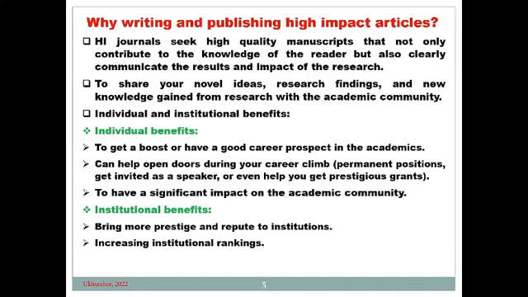As an individual, Kingsley, you publish in high impact factor. What are the benefits to me? Dr. Ozunagu, you publish in high impact factor journal. What are the benefits to you? There are two ways this will benefit us. It will benefit you as an individual. It will also benefit the institution you are affiliated to, either as a student or a faculty member.